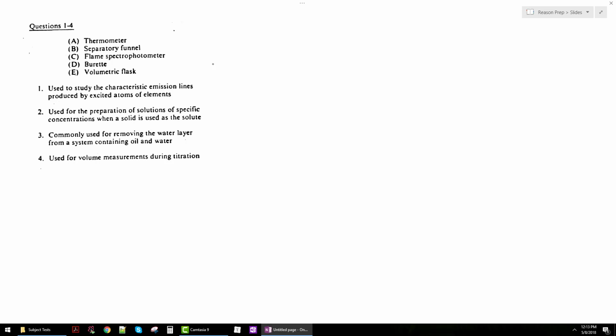For this first set of questions, we need to know our laboratory equipment. So all of these pieces of laboratory equipment are in the factoid sheet, so study up if you don't know them. Let's go through each of the choices and see which question they might match with.